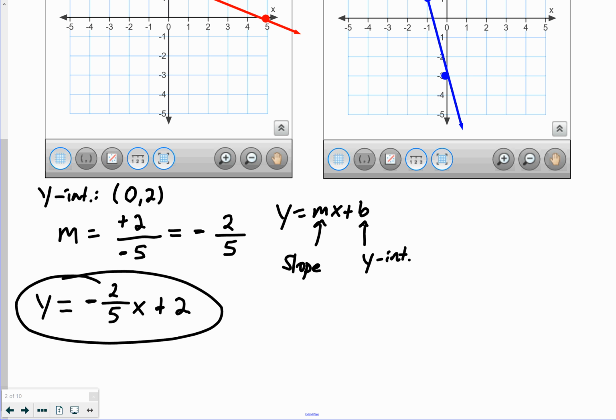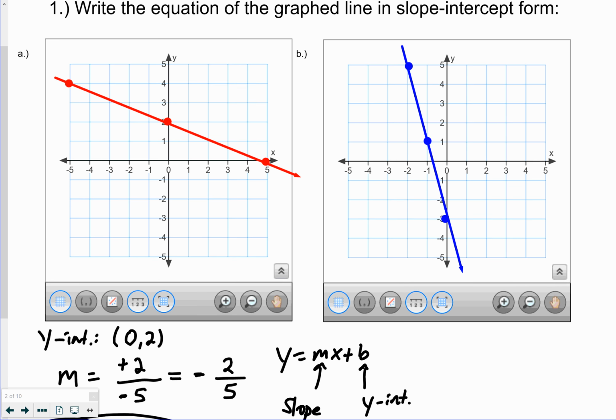Excellent. Okay, let's do the one in blue. What is the y-intercept for the one in blue? Excellent. 0, negative 3. 0, negative 3 is the y-intercept for the one in blue. So again, you can go whatever points you like, whatever direction you would like. Personally, I'm going to start at the y-intercept and go to the next point that's here. So I'm going to go up 1, 2, 3, 4. So up 4 is positive 4. How far am I going to the left?